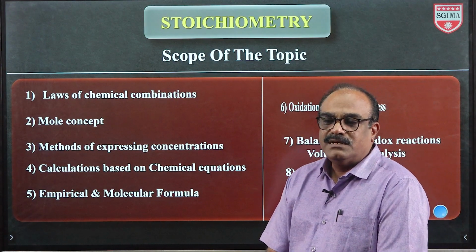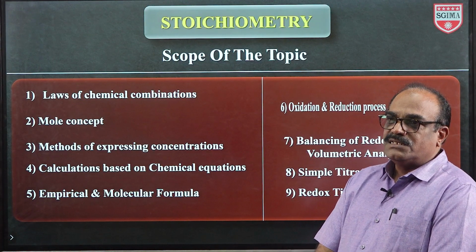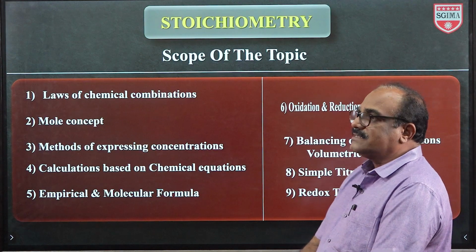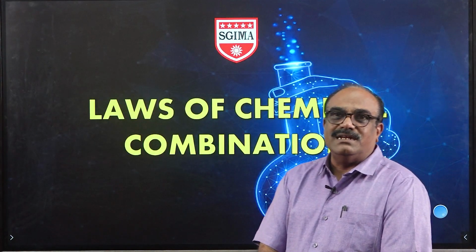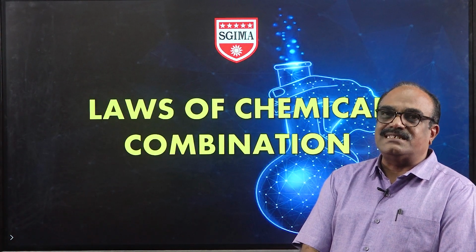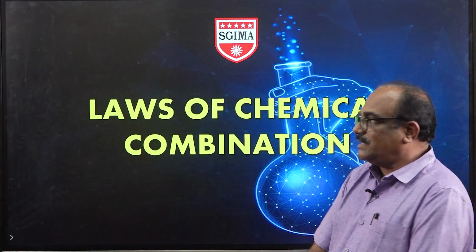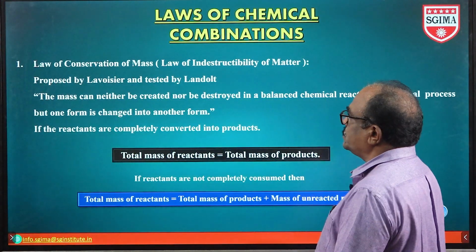Before going to that, let us consider what is the meaning of stoichiometry. Stoichion means weight, metron means measure. On the whole it is a discussion related to weight measurements of substances involved in chemical reactions. Yes, let us start with the laws of chemical combination.